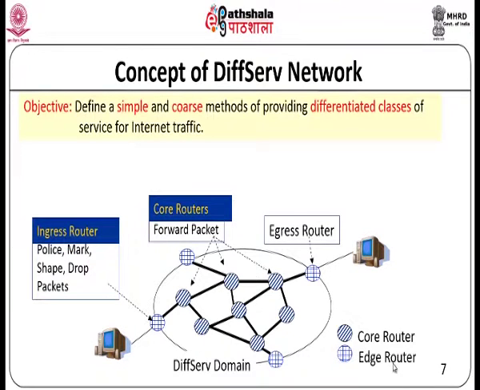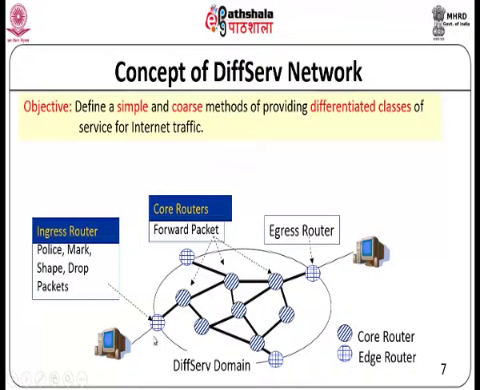If you look at the overall concept of a DiffServ network based on whatever we just talked about, the way it works is like this. You have what is called a DiffServ domain consisting of routers which are DiffServ aware, running the DiffServ protocol. Remember our objective is to have a simple and coarse method of providing differentiated classes of service. So what we do is at the edge, at what we call ingress routers, you will do all kinds of things. You will classify packets, police them, mark them, shape them, drop packets, whatever you will do.